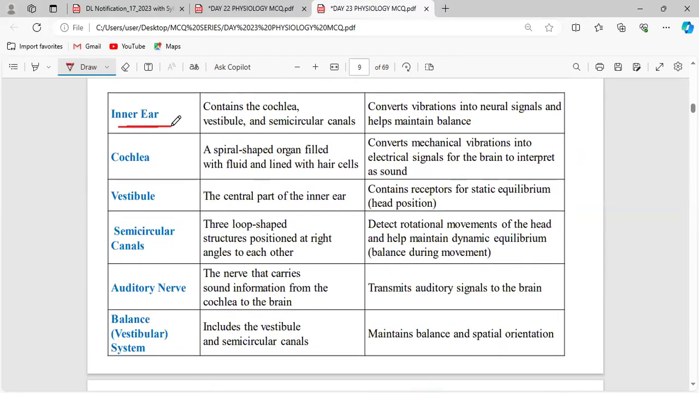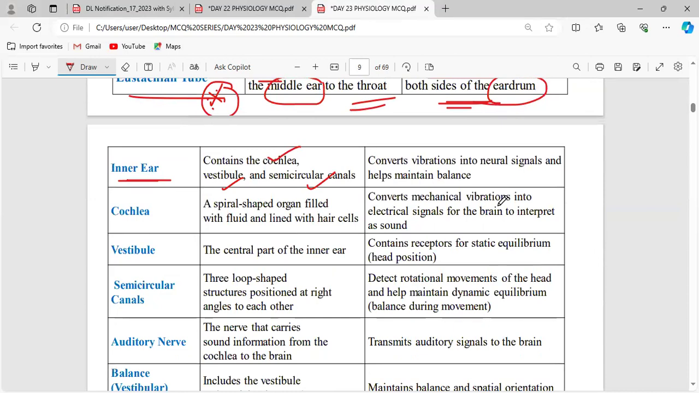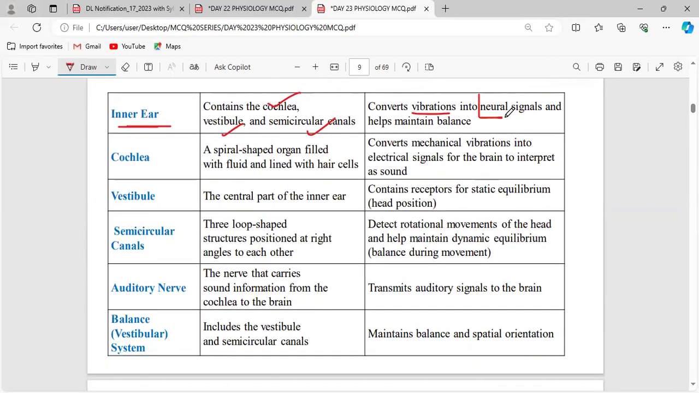Now, what is the inner ear and what are the structures which make up the inner ear? Cochlea, vestibule, semicircular canals, and the auditory nerve, and balance. Okay, so these are all the structures related to the inner ear. And what is the function of the inner ear? So the sound waves have already been converted into mechanical vibration. Now these vibrations have to be converted into neural signals that have to be taken to the brain. And also this inner ear helps in maintaining balance. So it is also an important thing. You have to remember that.